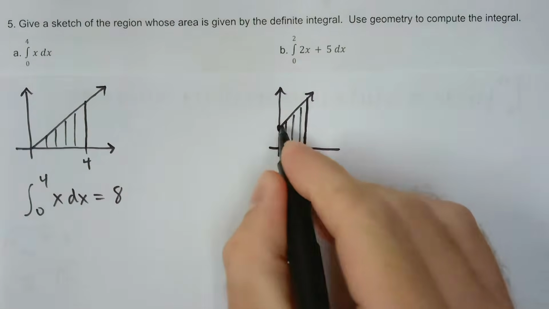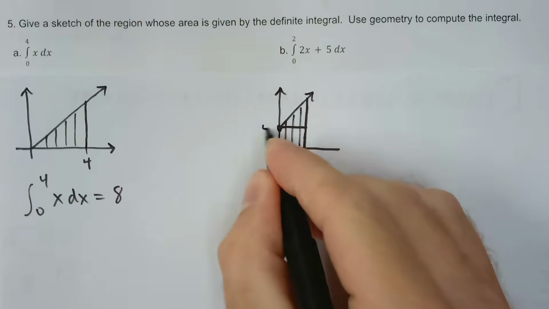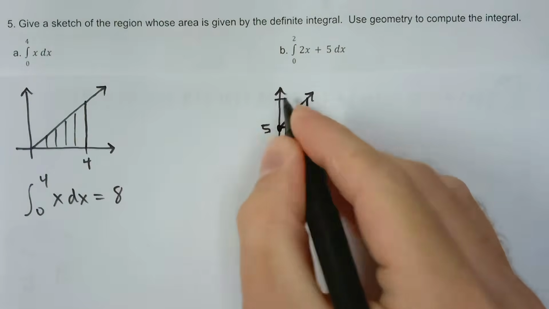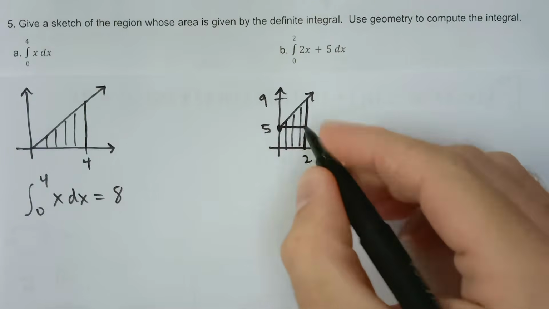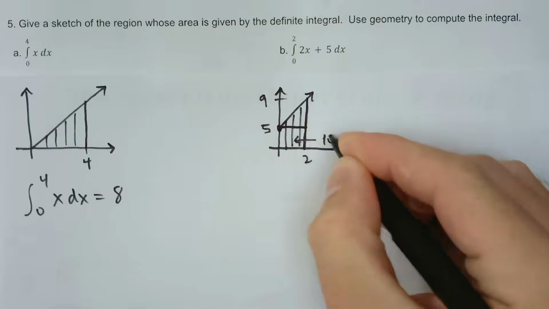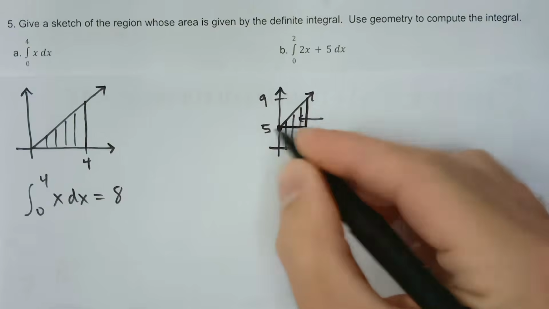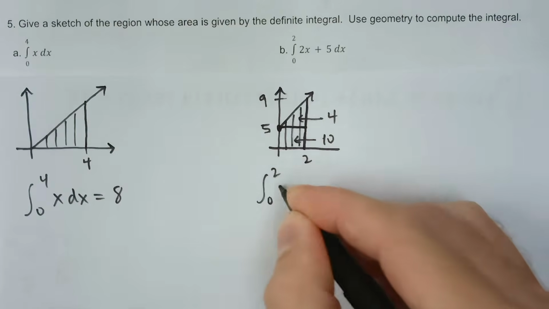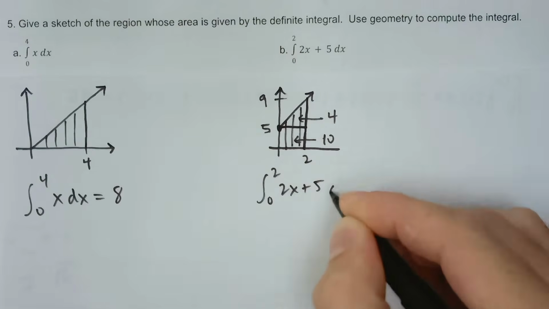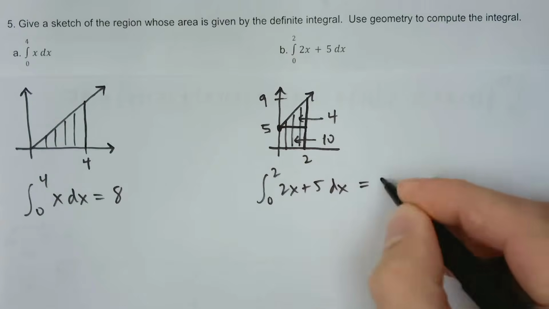Me personally, I think I'm going to just go ahead and label all of this. A height of 5 and a width of 2, that's going to be 10. And this triangle is going to have a height of 4 and a width of 2, so half of 8 would be 4. And so I'll say the integral from 0 to 2 of 2x plus 5, that's going to be 10 and 4 is 14.